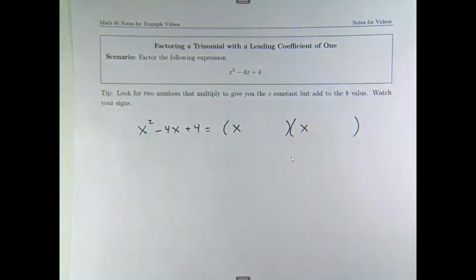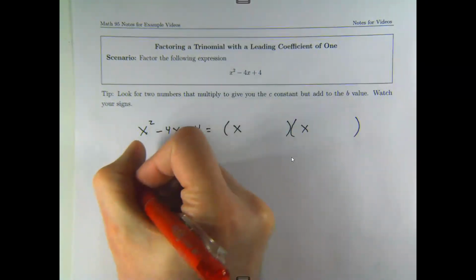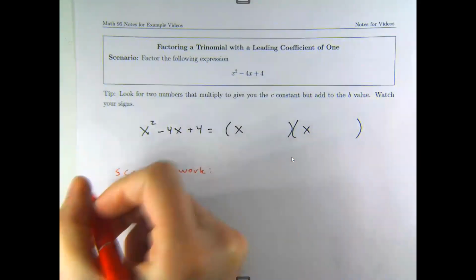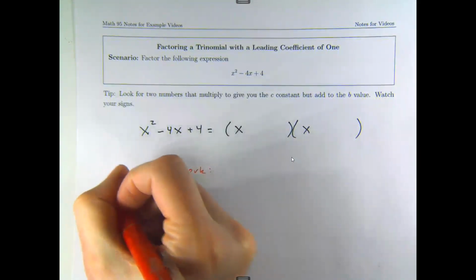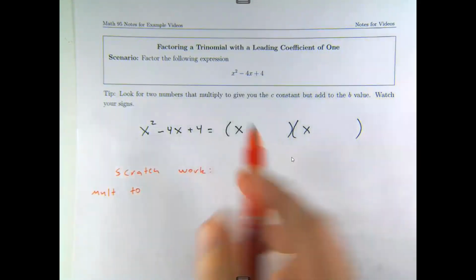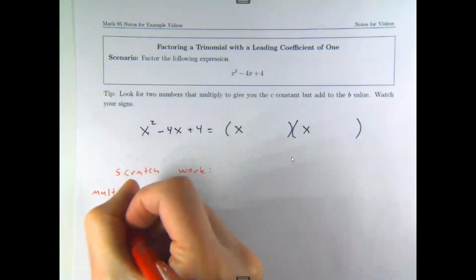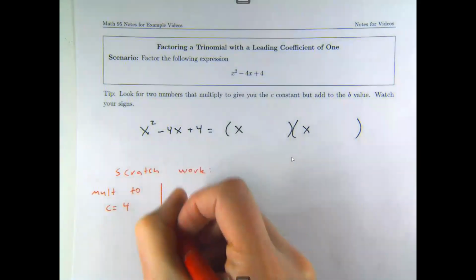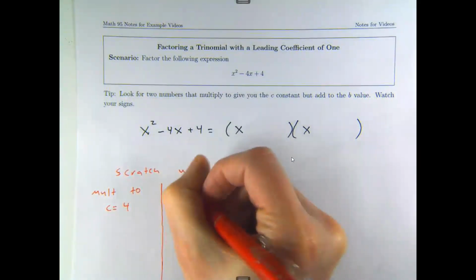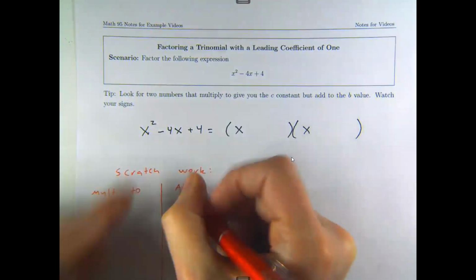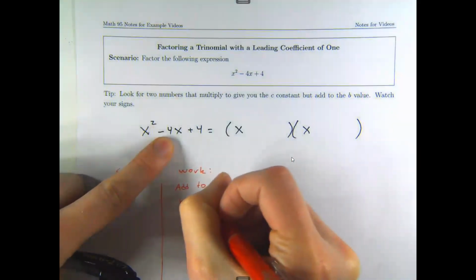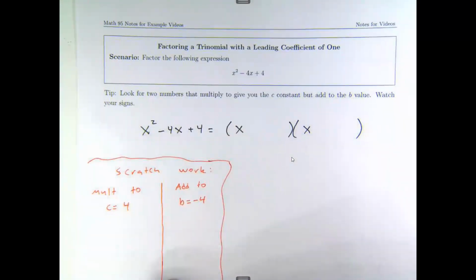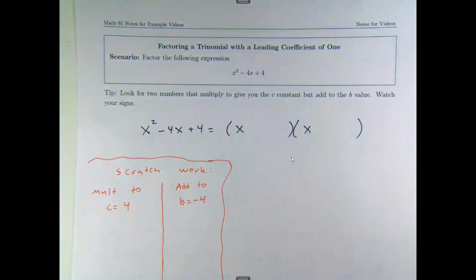So I'm going to do a little bit of scratch work on the side here. I want them to multiply to that constant. I call that number on its own the constant or the c term, so that's 4 here. And I'm hoping that I find a pair that add to the middle number we call b, of negative 4. So I'm just going to go through numbers that multiply to give me 4.